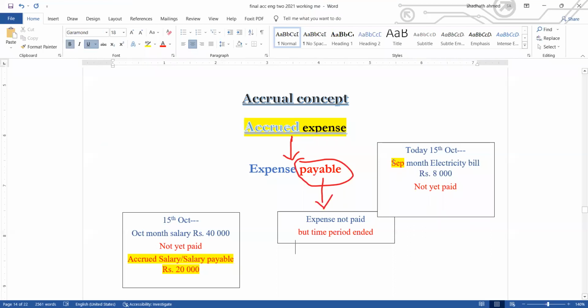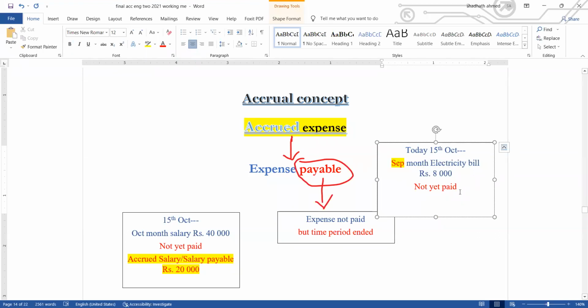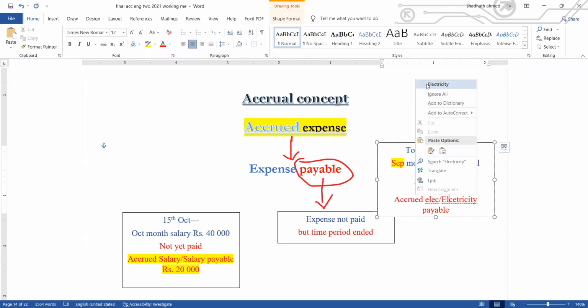Every word. It's a September month electricity bill. Today is October 15th, not yet paid. Definitely, this is accrued electricity, or else we can say electricity payable. Same word, same meaning. I'm writing in short form. Electricity payable, how much? Rupees 8,000.